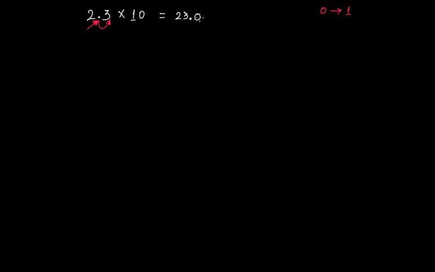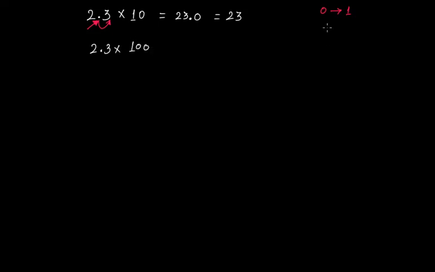This number tells you that at the tenths place you have 0, and this number can be written simply as 23. 23.0 means what? At the tenths place you have 0. That means nothing. So it means that you have 23. What if it was 2.3 multiplied by 100?